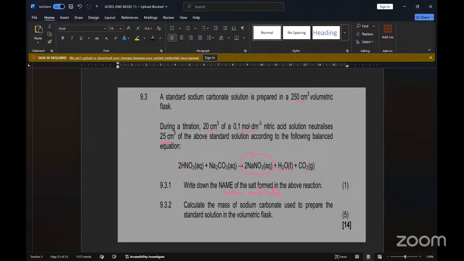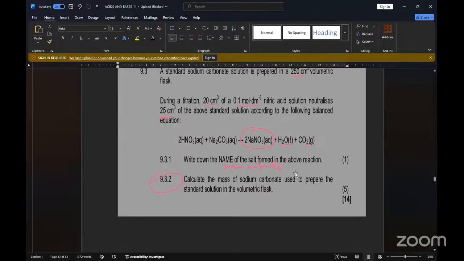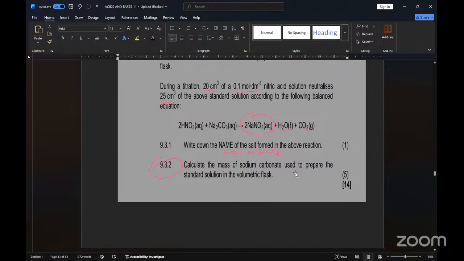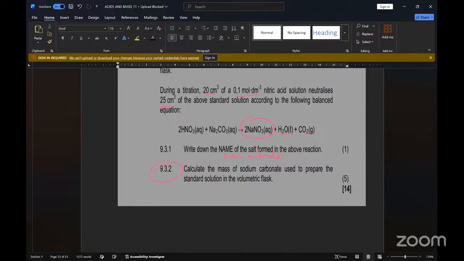This one is the one that we have to take our time to deal with. So it says calculate the mass of the carbonate that was used. The carbonate is this one. Before we calculate the mass, we should know the number of moles. So it's quite a long and tricky question, but we still can answer it. Now, we have this one.